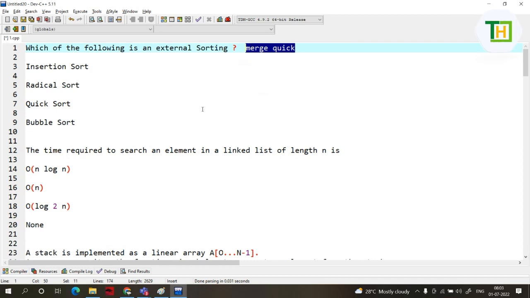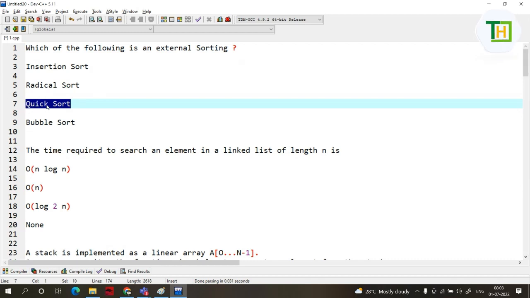But here there is no merge sort, there is only one sort, that is going to be quick sort. That's why the answer is going to be quick sort. The external sortings are only two sorting techniques, that is quick sort and merge sort. These two work on big data sets, and they use the technique called divide and conquer. That means it is divided into half and then worked on.